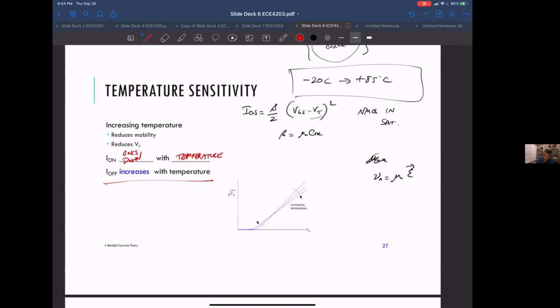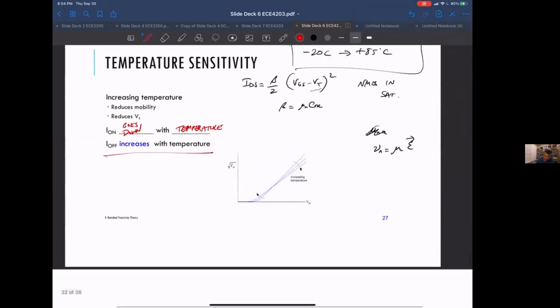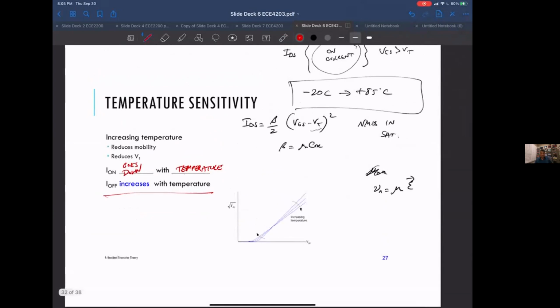So let me put it to you another way. Well, let me get into this later, but high temperature tends to lower the operating speed of your chip and tends to increase the leakage current, which increases the power consumption, which increases the temperature, unfortunately.